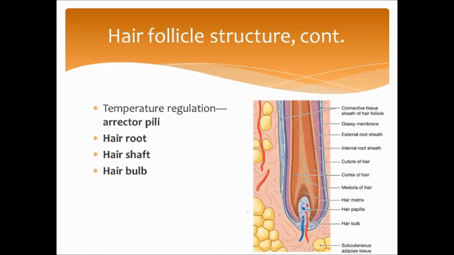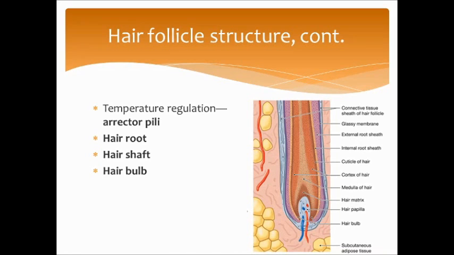Arrector pillae are muscles that are attached to each hair follicle. They are smooth muscles, and they actually pull on the hair follicle to make the hair stand erect. This happens when we get goosebumps. You'll see your hairs raise on end. Now, we used to think the arrector pillae were there for temperature regulation, but it actually only helps with insulation and to keep in heat with other mammals. Humans don't have that function anymore. So it's kind of a rudimentary structure that's been kept around.